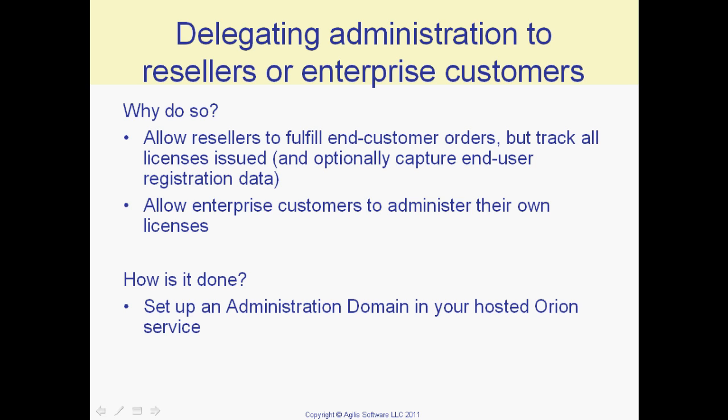Now, how is this done? What you first do is set up an administration domain for each reseller or enterprise customer in your hosted Orion service, and to see how to do that, please see the other video on the Orion user interface. You then set up the license limits you want to apply to that domain. So you might set a user count limit, you could set an overall time limit, you can configure your product features as you wish them to apply to all the licenses in that domain.